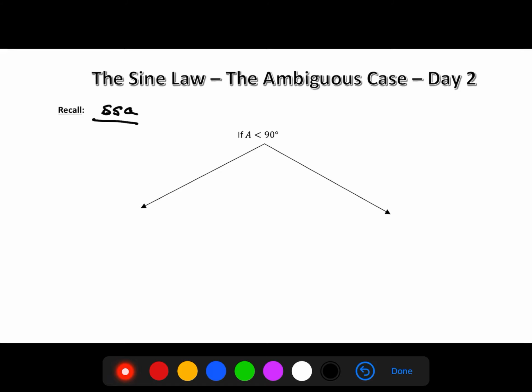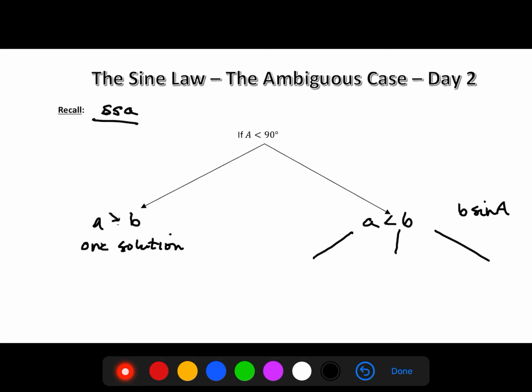First thing we look at is the size of our angle. If we have an acute angle for our given angle, we are now going to compare the size of our sides that are given. Let's start with if side A is greater than B, we have one solution. And this is just a review of what we talked about yesterday.